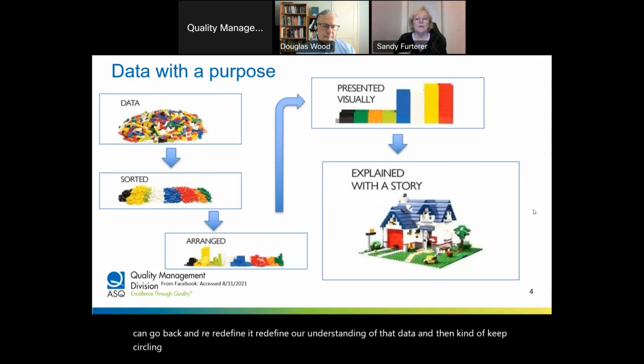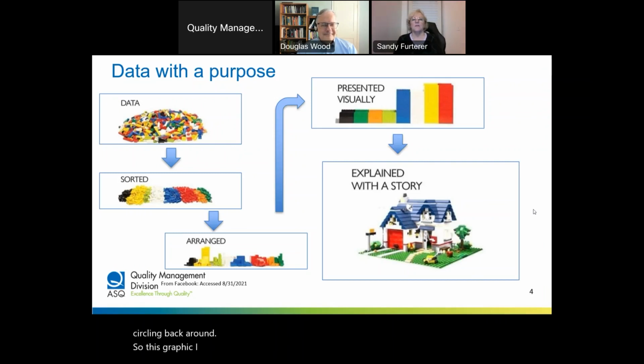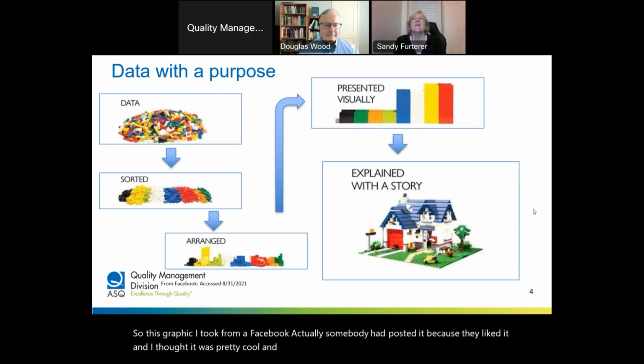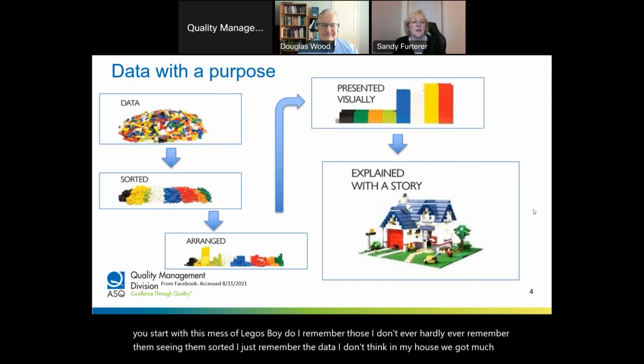So this graphic I took from a Facebook, actually. Somebody had posted it because they liked it, and I thought it was pretty cool. And so it really shows kind of the evolution of data, where you start with this mess of Legos. Boy, do I remember those. I don't hardly ever remember seeing them sorted. I just remember the data. I don't think in my house we got much past the Lego data.